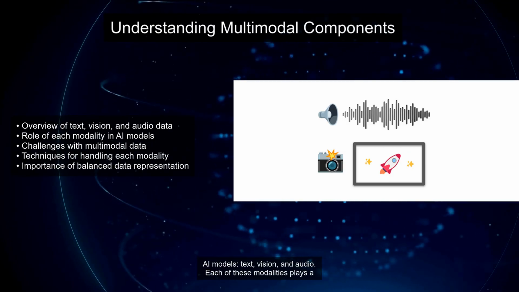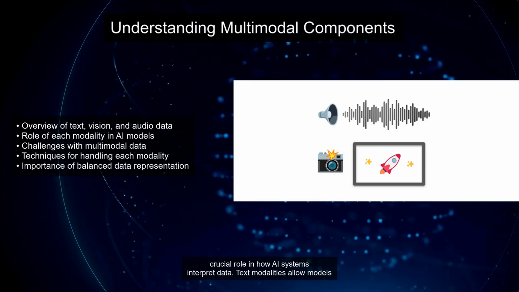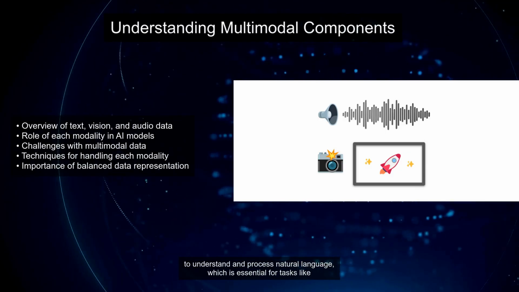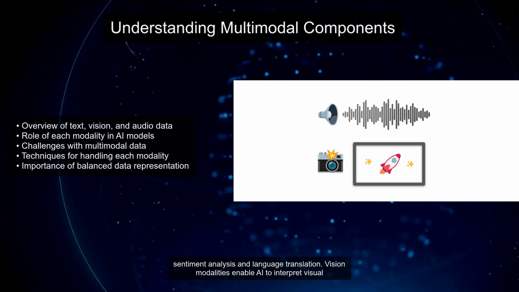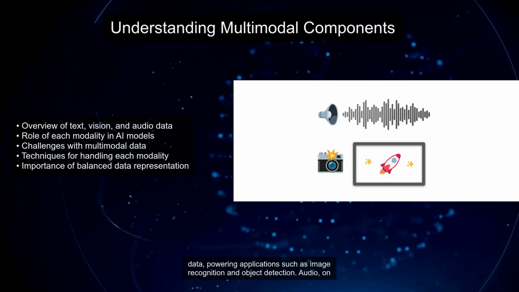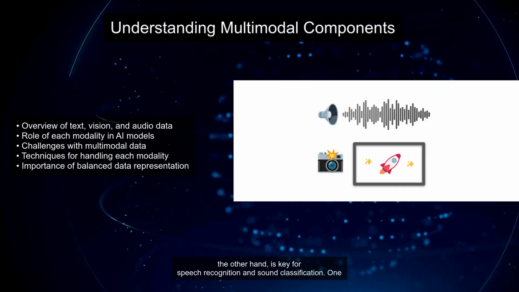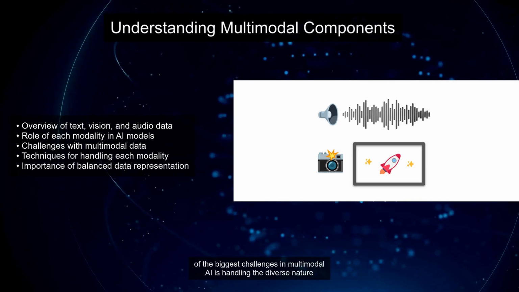In this section, we will delve into the individual components of multimodal AI models: text, vision, and audio. Each of these modalities plays a crucial role in how AI systems interpret data. Text modalities allow models to understand and process natural language, which is essential for tasks like sentiment analysis and language translation. Vision modalities enable AI to interpret visual data, powering applications such as image recognition and object detection. Audio, on the other hand, is key for speech recognition and sound classification.